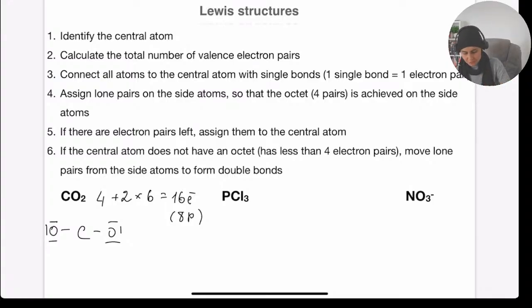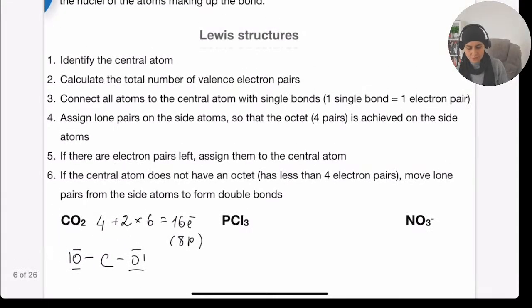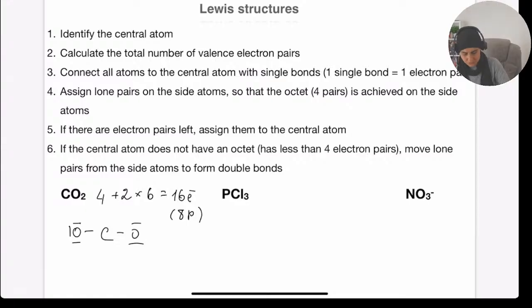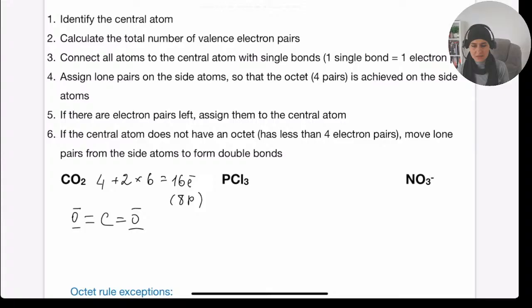To form double bonds, I will remove 1 lone pair from 1 oxygen, for example this one, and make it a double bond, and then I will remove a lone pair from another oxygen and make it a double bond. Now everyone is happy. I haven't violated the octet rule, and carbon has an octet and side atoms have an octet. This needs to be practiced, of course. It's not like you would learn how to do it after one lesson. So you have to practice, but I will show more examples.